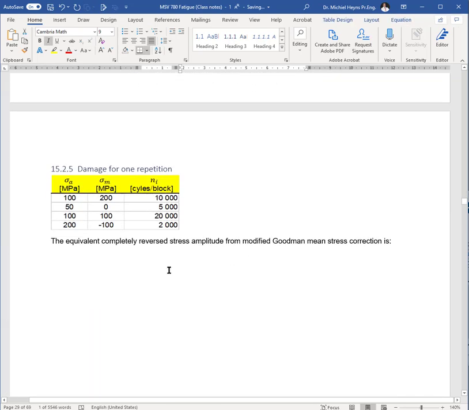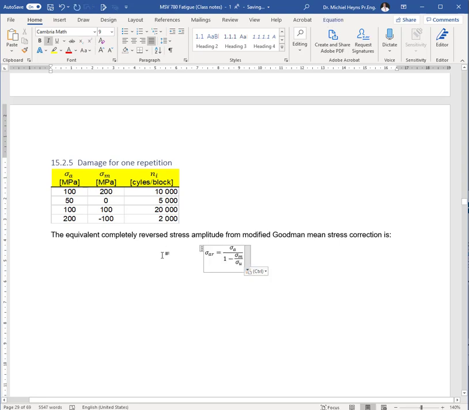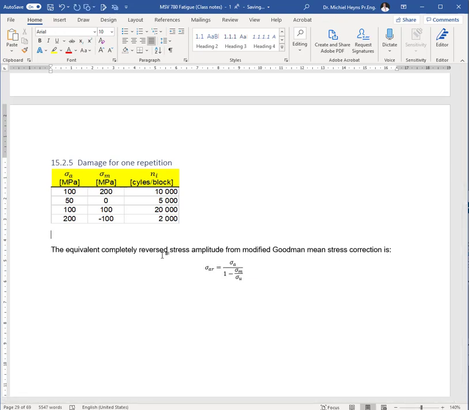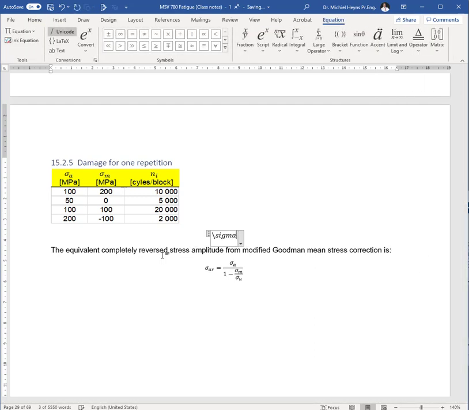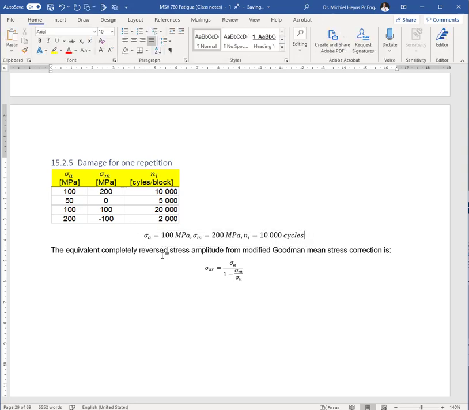Now let's look at the first line. Let's call it by a name. So this is alt nu EA. This is for sigma A equal to 100 MPa, sigma mean equal to 200 MPa, and NI, the number of cycles, equal to 10,000 cycles. That's the one that we have, and what we're going to have here is sigma AR.